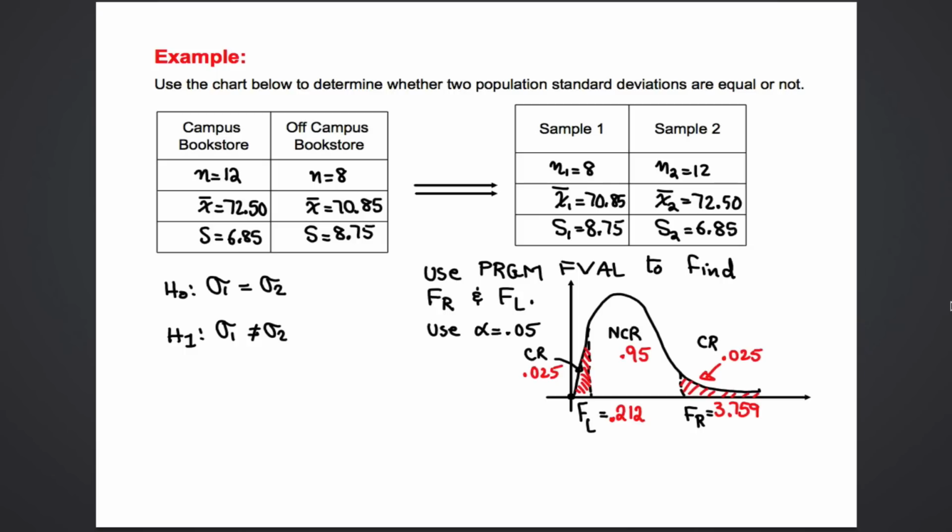Now to find FL, we switch the degrees of freedom. So now the numerator degrees of freedom is 11, and the denominator degrees of freedom would be 8. We use the program fval. Once we get the answer, we take the reciprocal of that answer. In this case, it becomes 0.212.